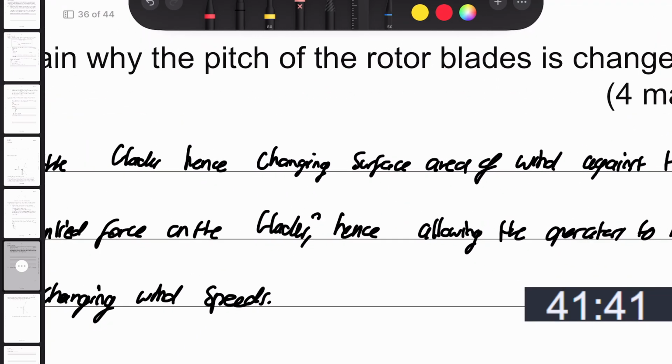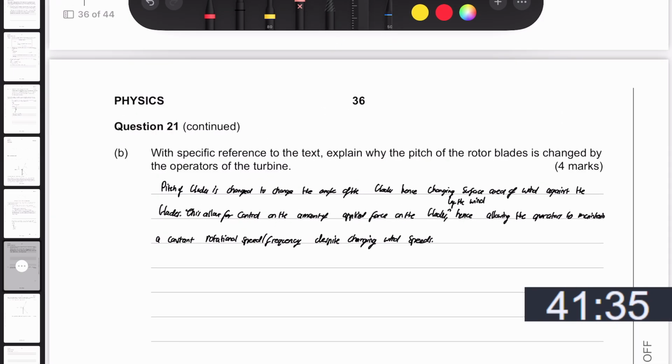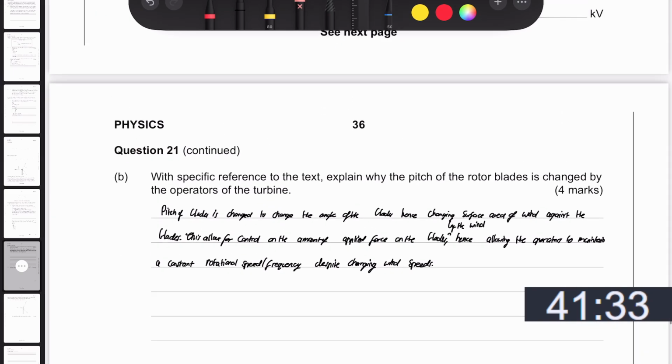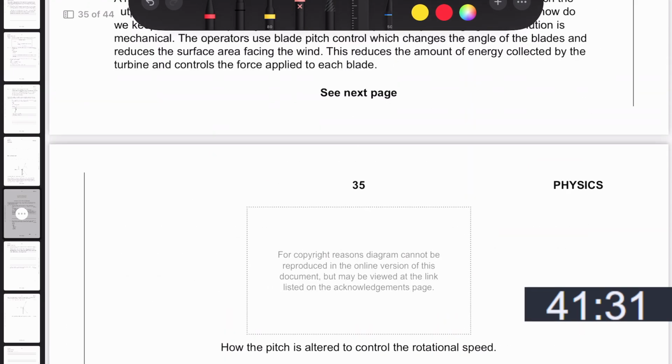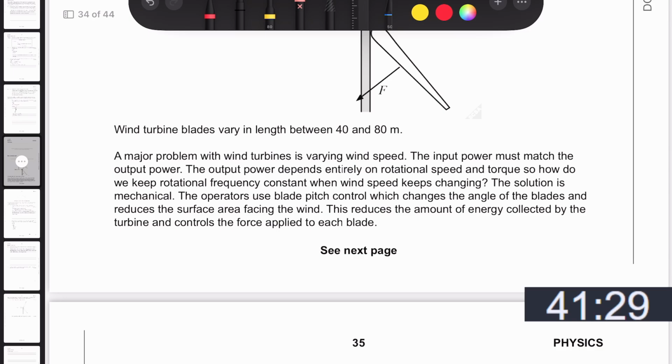And the blades by the wind. Despite changing wind speeds. And why is this desired? It's varying wind speed. The input power must match the output power.